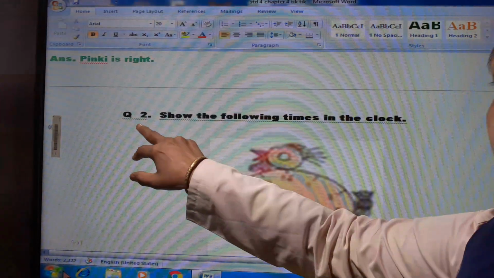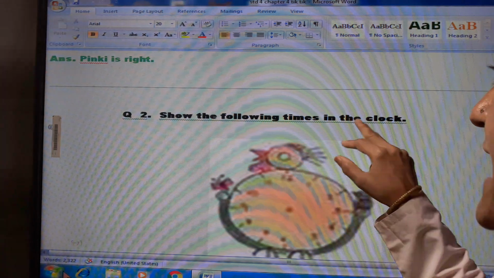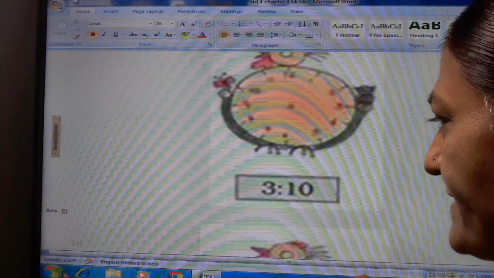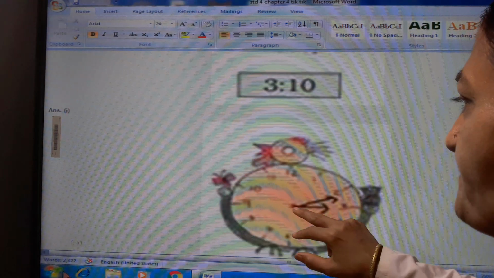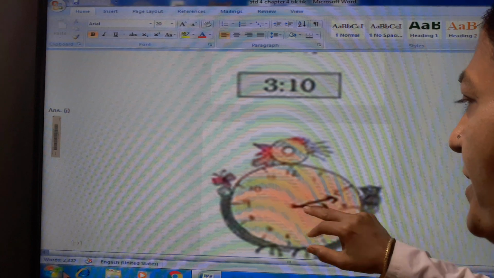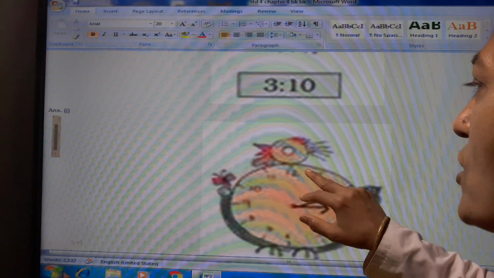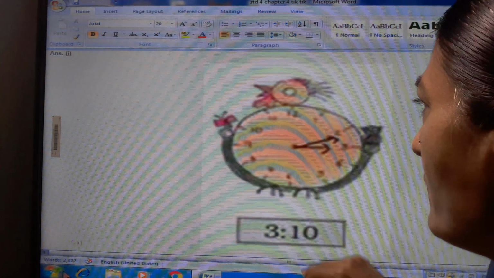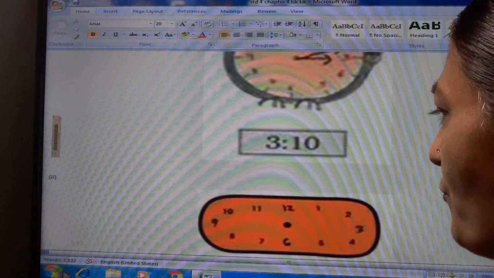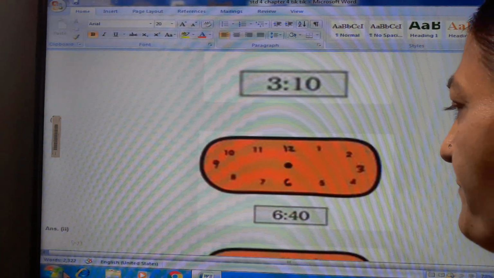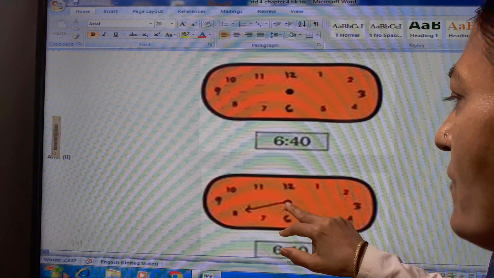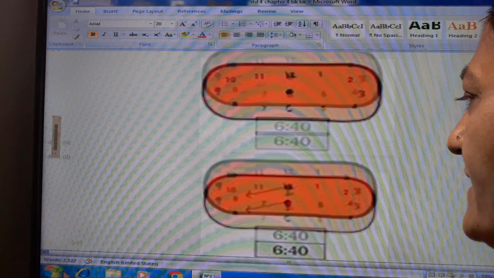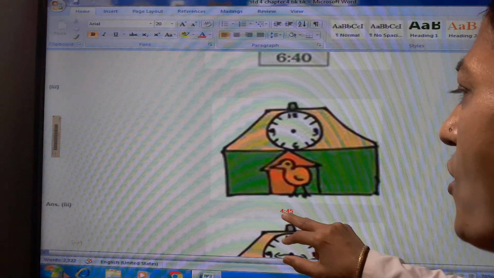Now question number 2. Show the following times on the clock. First is 3 hours 10 minutes. So first of all we draw the hour hand on 3 and the minute hand on 2, because 5, 10 means 2. One hour hand on 3 and minute hand on 2. Now 6:40. We have to draw the hour hand between 6 and 7 and the minute hand on 8. It is 6:40.